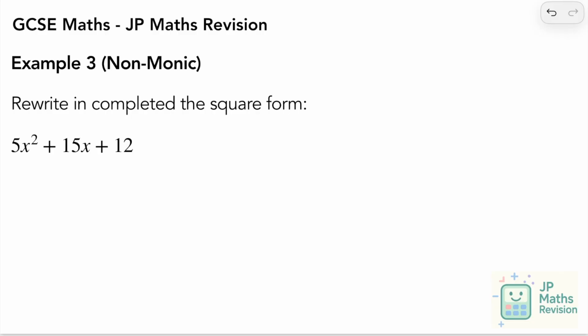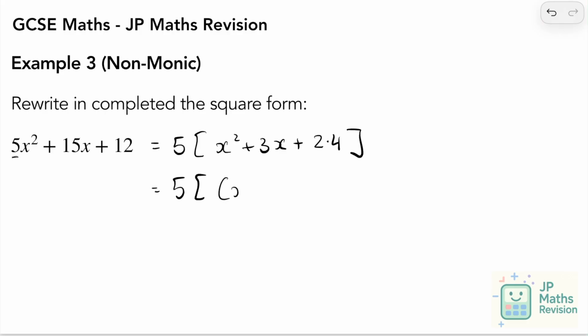So here's another example. So we need to rewrite this one in completed the square form. So this time we have a 5 in the way. The only difference here is the 12 isn't actually divisible by 5, but that's absolutely fine. We still divide it anyway. So we have 5 bracket x squared plus 3x, and then 12 divided by 5, that's 2.4. So then we complete the square of what's in the bracket. So we have x plus 1.5 squared minus 1.5 squared plus 2.4.